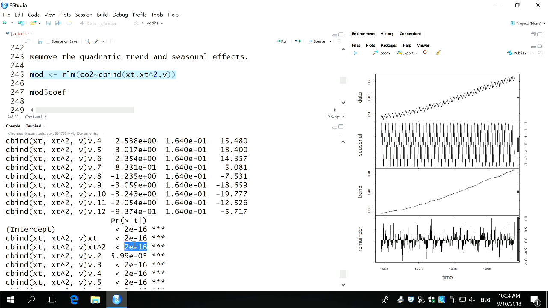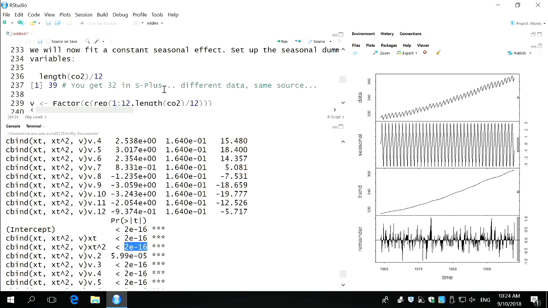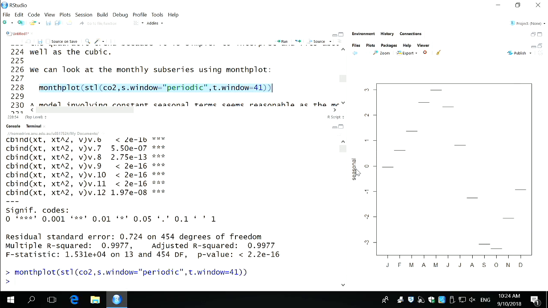So, very small p-value means it's significant. All the monthly terms look significant as well. Now, I'm going to show you something that's going to make you think, and then I'm going to tell you we're not going to do it. Remember when we used the STL? Here's the month plot from STL. These are the seasonal.